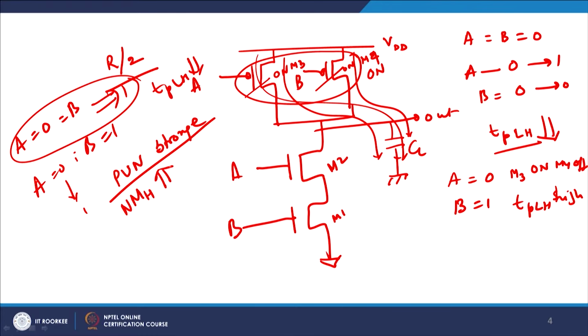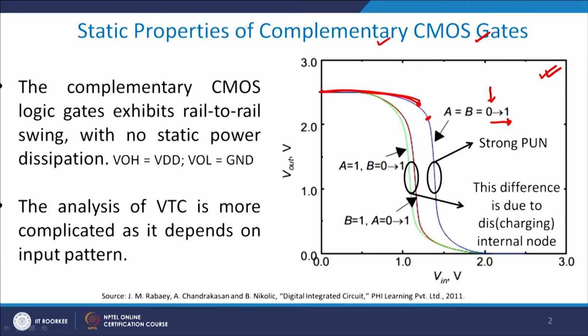So therefore noise margins will be high and your TPLH, low to high, will also be very, very low in this case, right. So, these two things you should be very careful about, at least at this stage, to understand the whole issue here. So, what we have learned therefore is that I have a strong pull-up network here because both A and B were switched on.